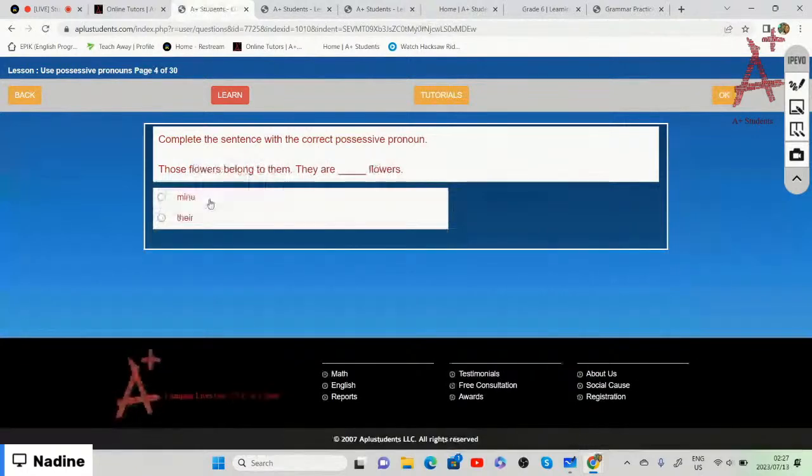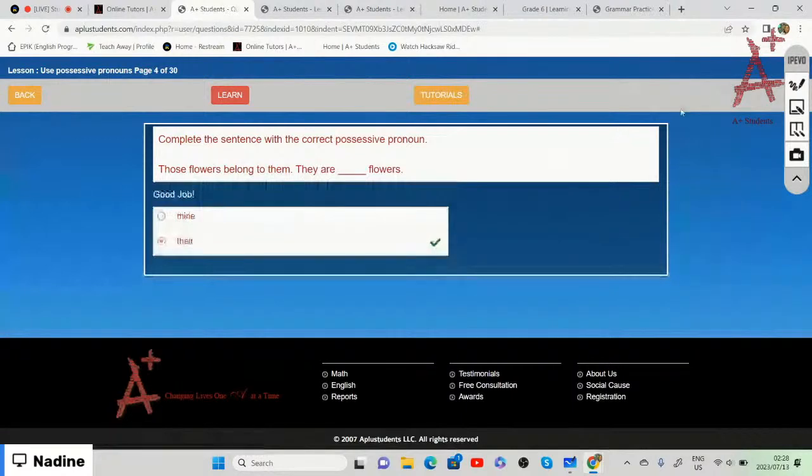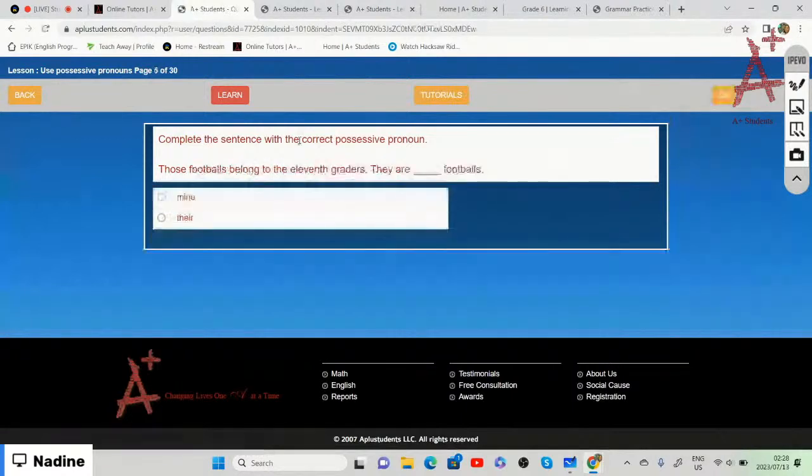Those flowers belong to them. So if the flowers belong to them, is it mine flowers or their flowers? Does it belong to me or to them, which is their? All right, so if the flowers belong to them, then we can say that they are their flowers, right?